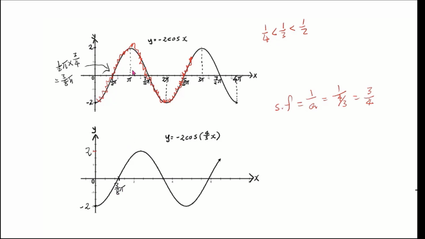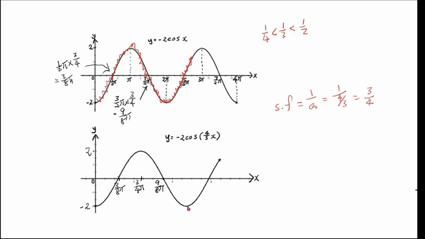Now as for the maximum point, before enlargement is pi. After enlargement with 3 over 4, this maximum point is 3 over 4 pi. Then for this x-intercept, before enlargement is 3 over 2 pi. After enlargement with scale factor of 3 over 4, we will get 9 over 8 pi. So here we label this one as 9 over 8 pi.